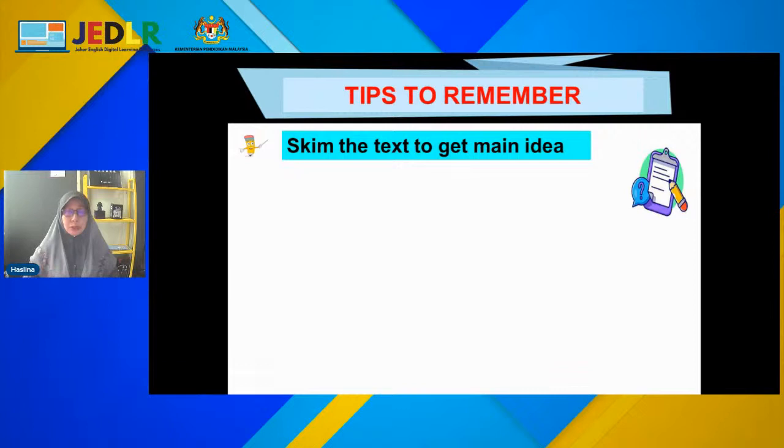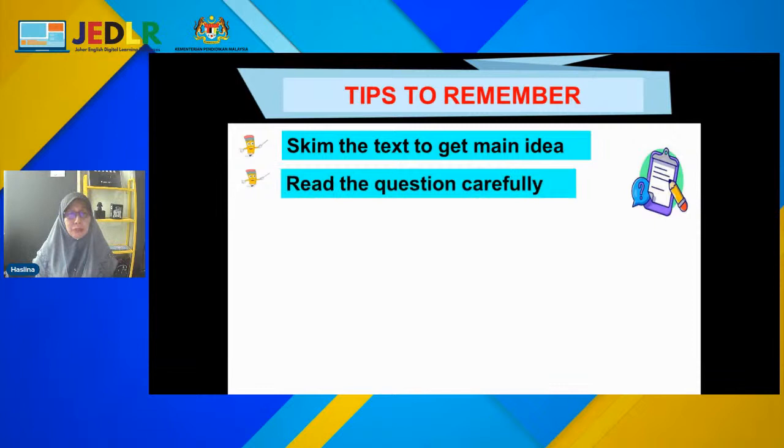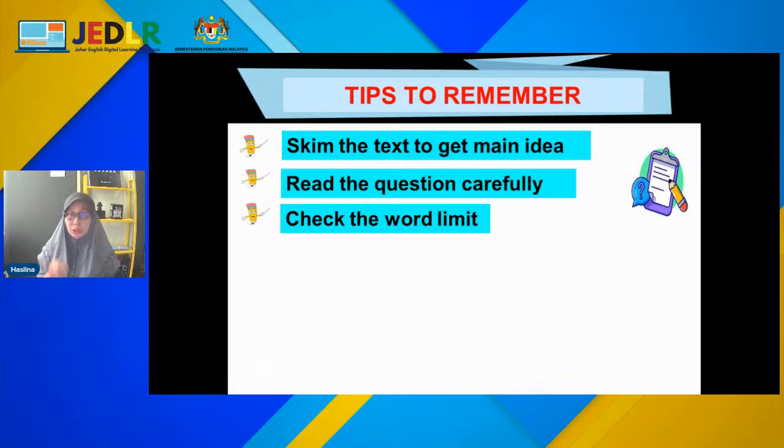Next, read the question carefully, because there is so much information you can get from the question itself. Then check the word limit. In the question itself, they will provide you instruction and tell you how many words you need to write when you answer the question.